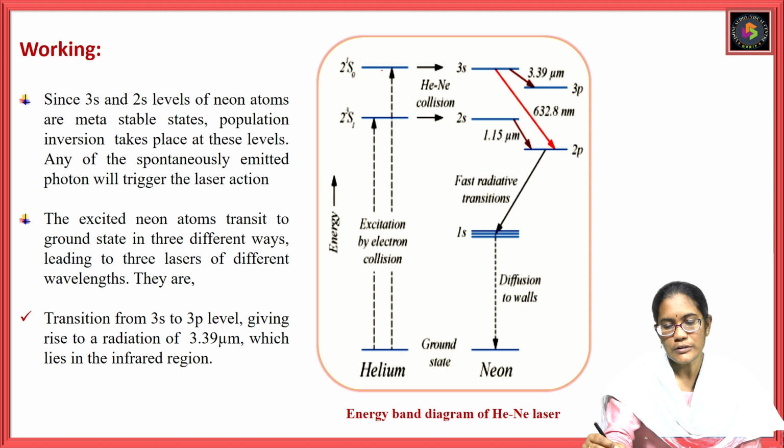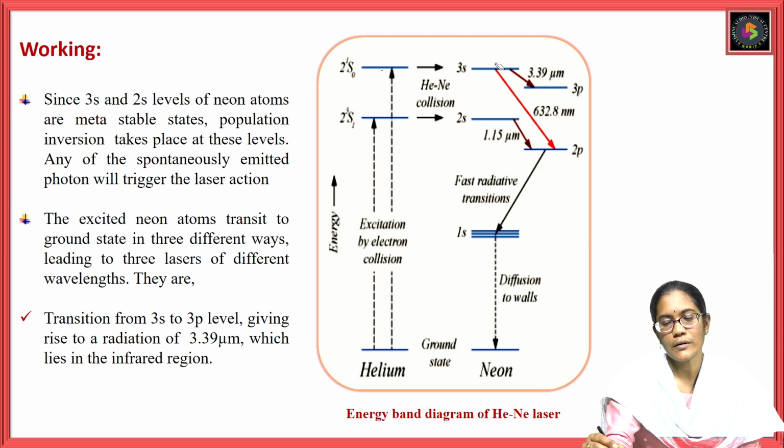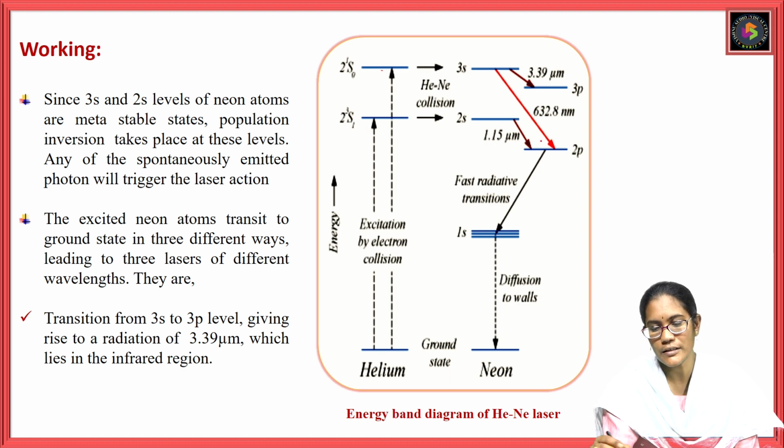Here the 3s and 2s states are metastable states in the case of neon. So the atoms can stay more time in the 3s and 2s states. There are sublevels below these: from 3s to 2s there is a 3p level, and from 2s to 1s there is a 2p level. Among these four states, three prominent transitions will occur. Three laser transitions will occur.